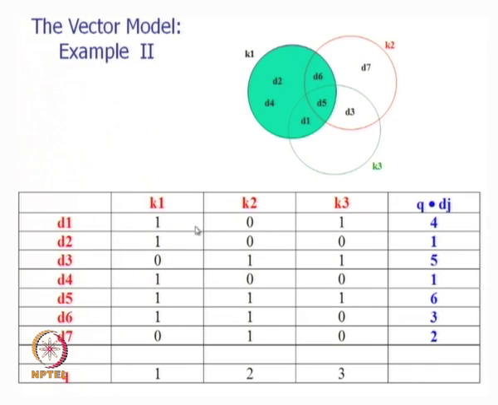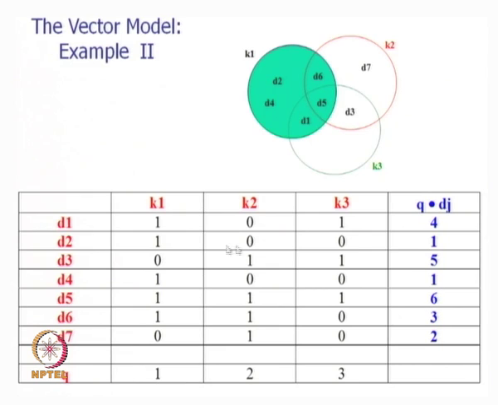Now, we change the weightages in the query. Okay, the document vectors are not changed, so they simply express term presence or absence. However, the term weightages are changed in the query. We say that K3 has a weightage of 3, K2 has a weightage of 2, K1 has a weightage of 1. So, K1 may be present, but its weightage is smallest.